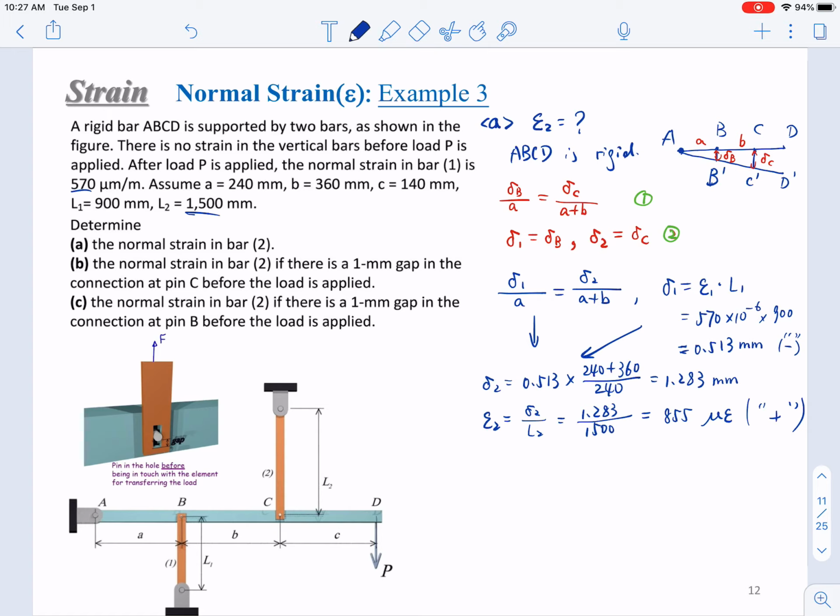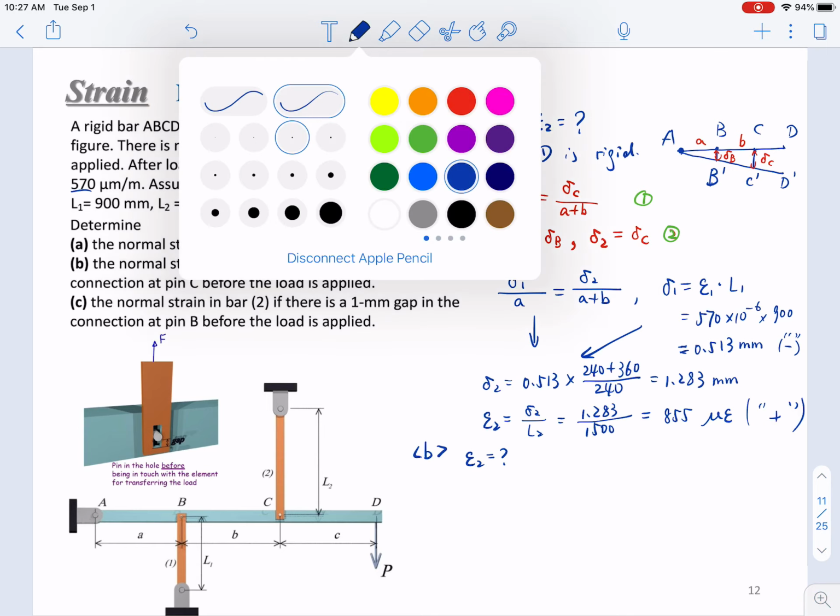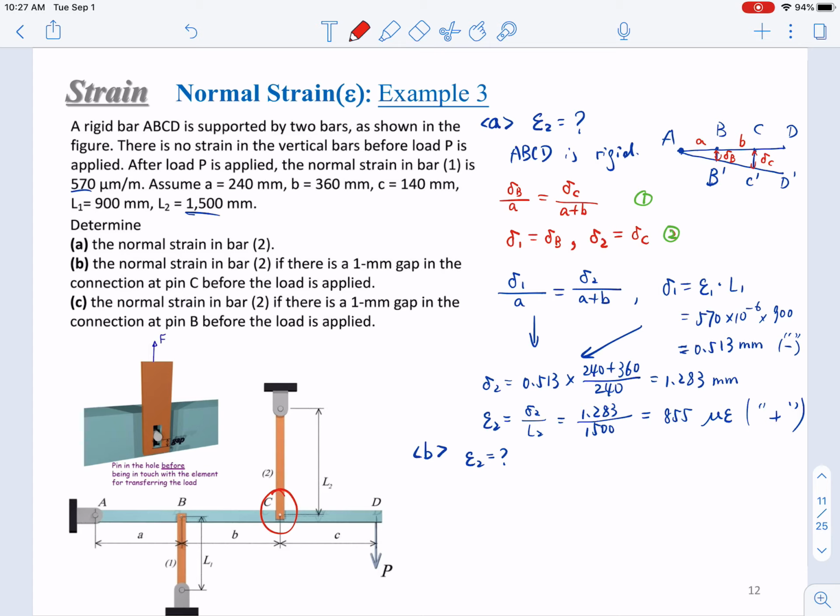Then how about step B? Let's look at step B. The same question, the normal strain in bar 2. We're also calculating the normal strain in bar 2. But if there is a 1 millimeter gap in the connection at pin C before the load is applied, okay, pin C is here.